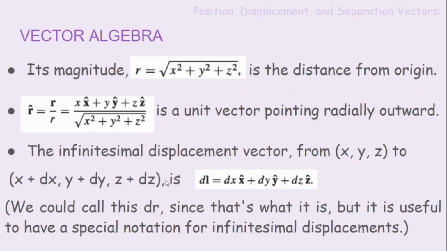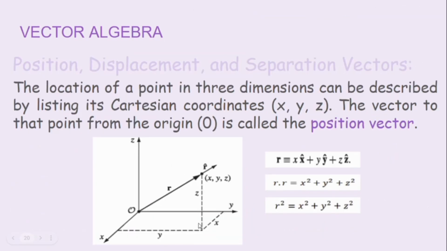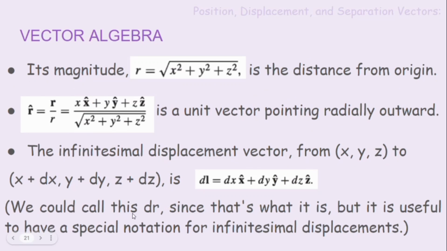So if we have an infinitesimal displacement, then we have dl equals dx x cap plus dy y cap plus dz z cap. We could also call it dr, but that will be confusing, so we write it as dl.